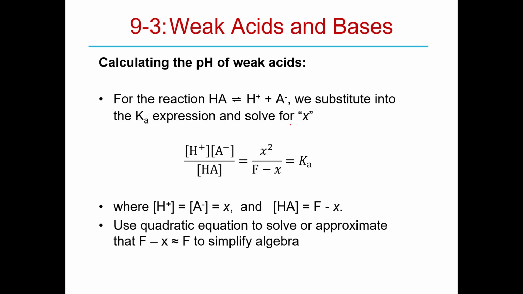Just as a summary, for the reaction HA, our weak acid, dissociating, we can substitute into this equation, and this will be the equation that we need to solve to find X. So we can use the quadratic equation, or we can use our small x approximation to simplify the algebra, essentially ignoring this x that's down here, and that makes the math a bit easier. So we can say that x is equal to the square root of Ka times F. Or you can use the quadratic equation to solve that, like I showed you from before.